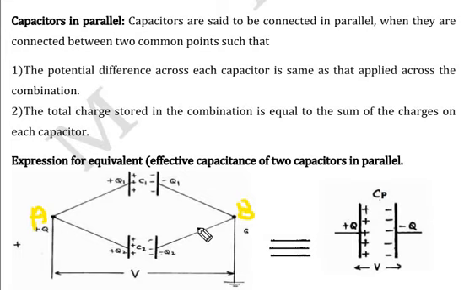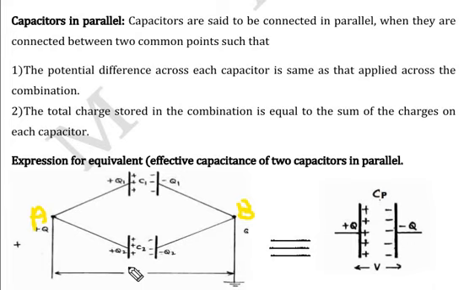Whenever devices are connected in parallel, the charge of the combination divides across the available devices. So if Q is the charge of the combination, you can find charge Q1 on C1 and Q2 on C2 such that Q1 plus Q2 would be equal to Q, where Q is the total charge of the combination. Whereas the potential across each device would remain the same when connected in parallel.